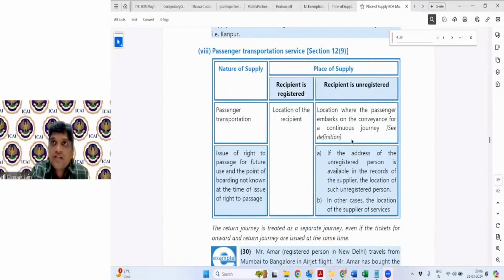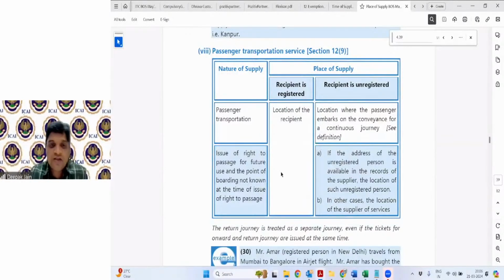ओके, फर्स्ट इज रजिस्टर्ड हो तो फिर कहाँ चढ़ता है कहाँ उतरता है ये देखने की जरूरत नहीं है, जहां पर आप रजिस्टर हो वो आप प्लेस ऑफ सप्लाई हो जाएगा क्योंकि आपको क्रेडिट मिलना चाहिए, इसलिए उन्होंने लोकेशन ऑफ द रिसिपिएंट को प्लेस ऑफ सप्लाई बता दिया है. सेकेंड केस इज वेयर द सप्लाई रिसिपिएंट इज अनरजिस्टर्ड, देन कहाँ से ये फ्लाइट शुरू होती है, दैट विल बिकम द लोकेशन प्लेस ऑफ सप्लाई.